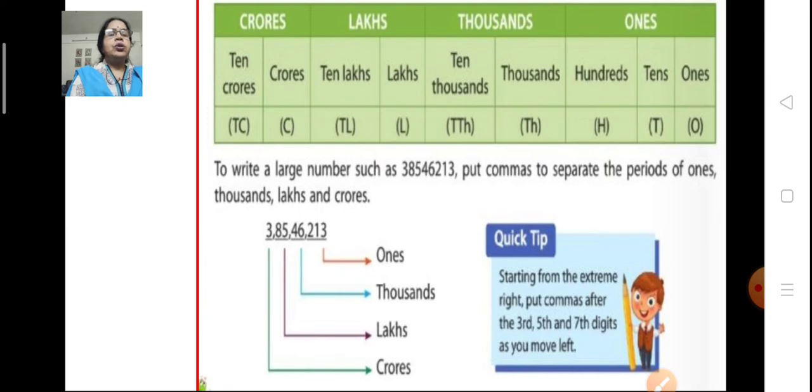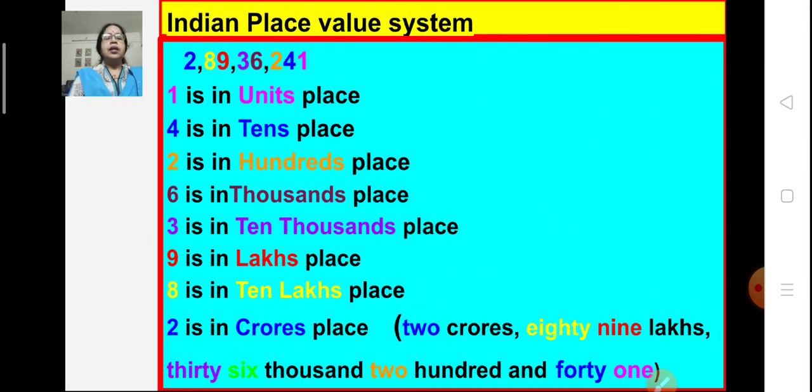And also we put commas to understand and read the numbers. So, how do we put commas? Starting from the extreme right, we put commas. Our first comma will be put after the third digit, then after the fifth digit and the seventh digit. So, this way if we put commas, then we can understand and read the numbers easily.